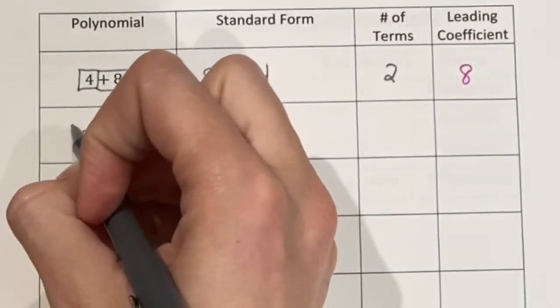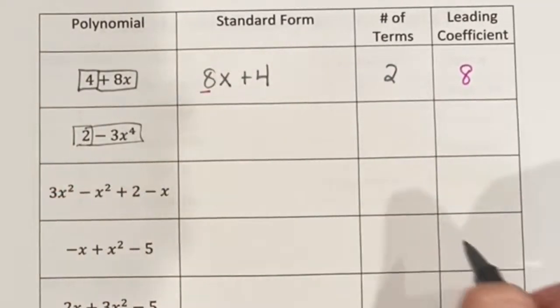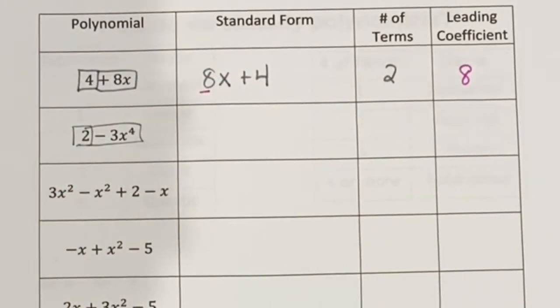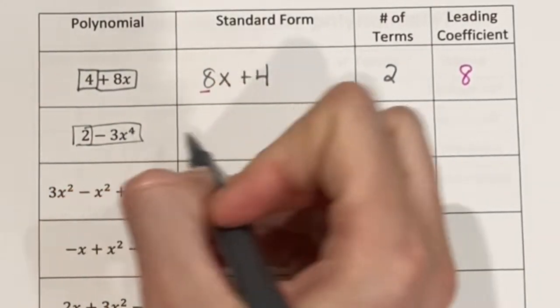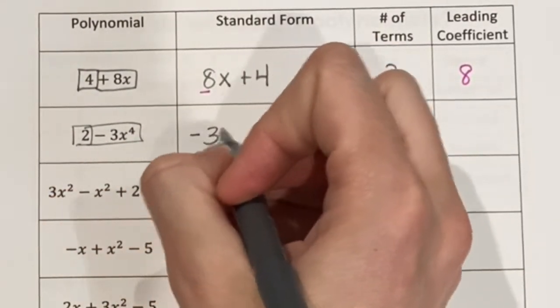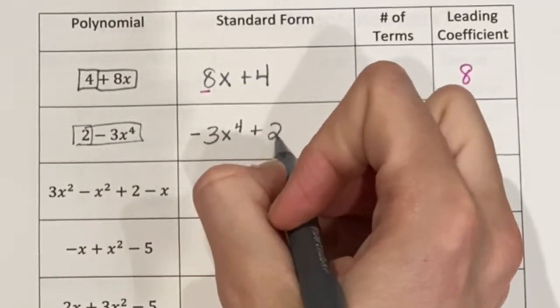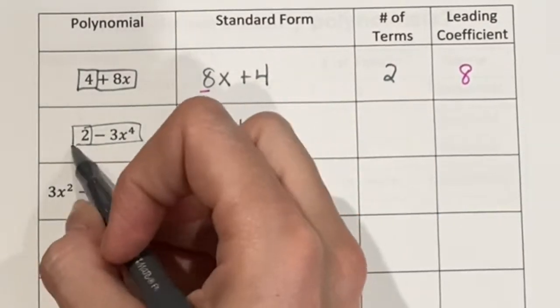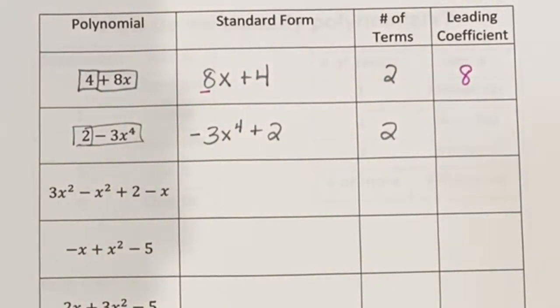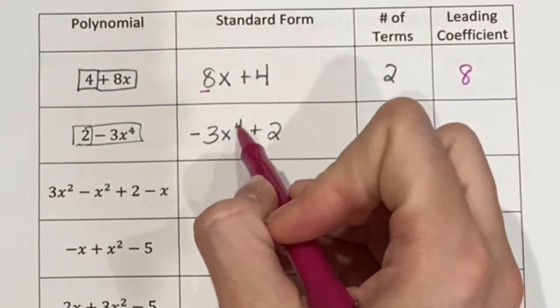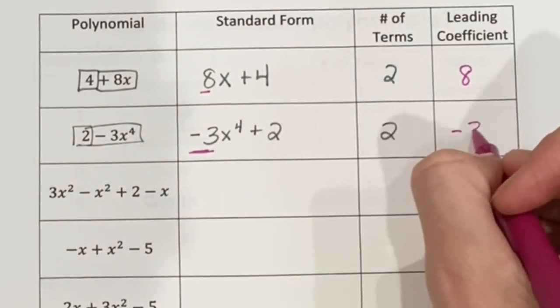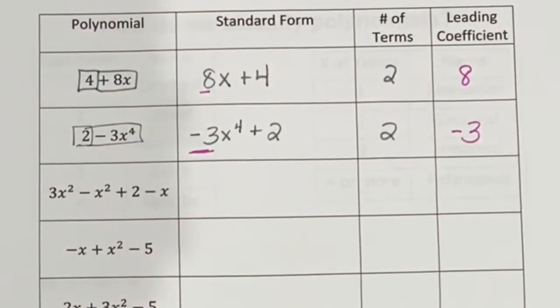Here I have the 2, and I have the negative 3x to the 4th power. We need to rewrite this so the highest exponent is first. My highest exponent here is the x to the 4th, so I have my negative 3x to the 4th. Then I have my positive 2. Number of terms, I had 2 different terms that I needed to put into order. Then my highest exponent is a 4. The leading coefficient then is the negative 3.